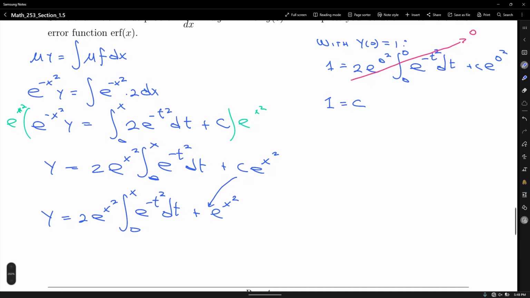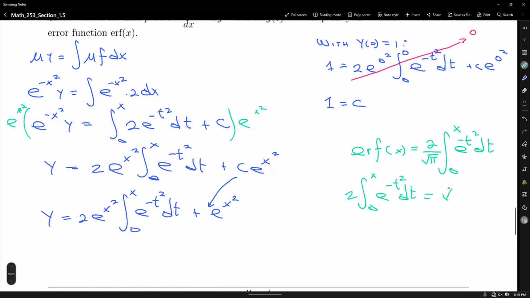Let me write down the definition of the error function here. So the error function equals 2 over the square root of pi, integral from 0 to x, e to the negative t squared dt. So I'm going to solve, in this case, for, I'm going to move the pi. So 2 times integral from 0 to x of e to the negative t squared dt equals square root of pi times erf of x. All right? And I'm going to replace this right here along with the 2.